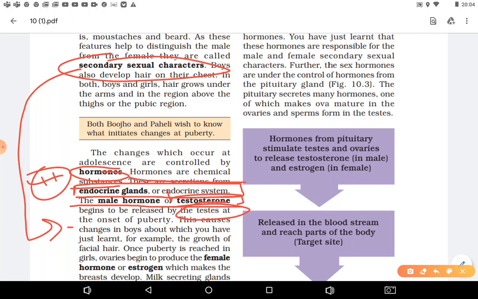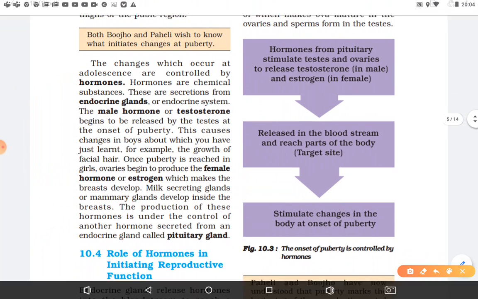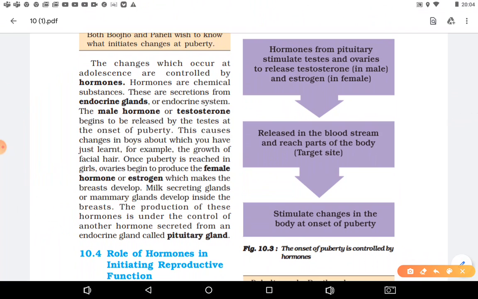The testis at the onset of the puberty start releasing a very important hormone that is known as the testosterone. Testosterone जो है, it causes the changes in the boy which we were talking about, okay. Growth of the facial hairs, we can say the secondary sexual characteristics. Similarly in the girls, the ovaries, they also produce a female sex hormone, that is known as the estrogen, ठीक है, which causes the development of the breast in the females. The milk secreting glands, the mammary gland also develop inside the breast, ठीक है.